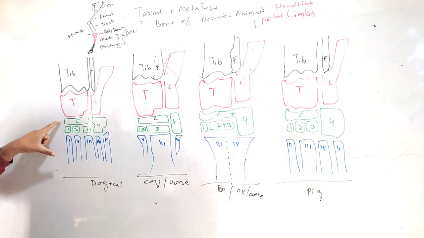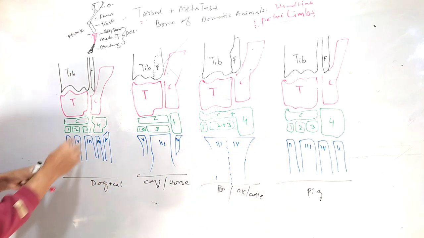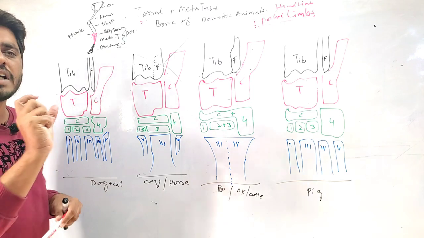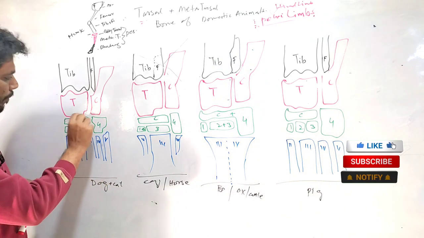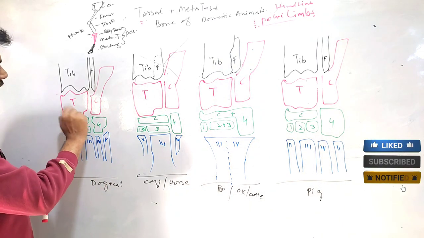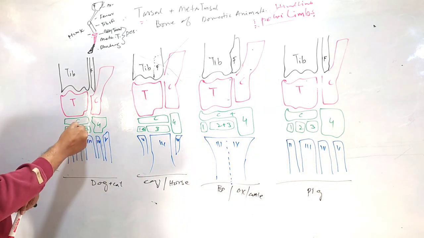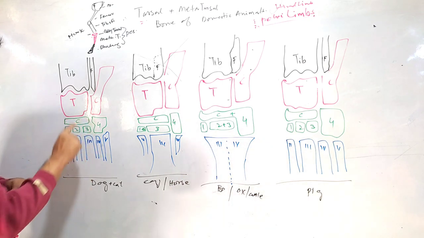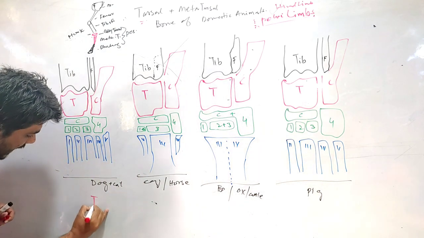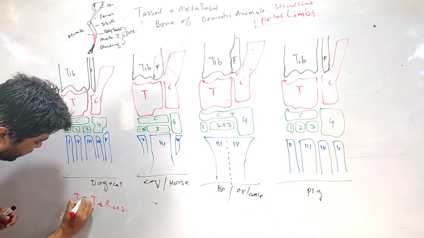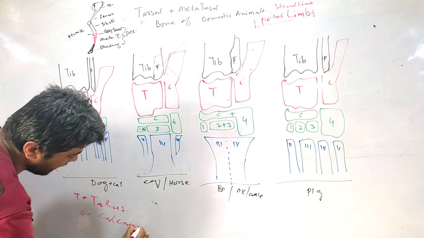If you look, there are three linings, three rows. The first row, shown in red color, has two bones. These tarsal bones are what? They are short bones. But if you compare within the tarsal bones, these two bones, T and C, are a little larger compared to the other tarsal bones. This one is T for talus, known as talus. And the other one is C for calcaneus.